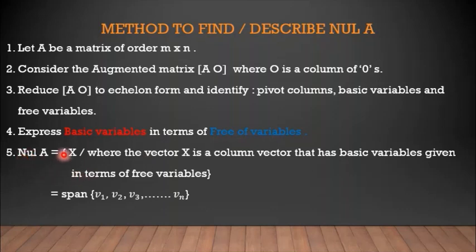Then point number 5: null A is equal to the set containing vector x, where the vector x is a column vector that has basic variables given in terms of free variables. So you can describe null A as the set of vector x. Then what will that vector x have? It will have the basic variables expressed in terms of free variables. That will give us a span of the set containing V1, V2, V3 and so on up to Vn. This is obtained by expressing basic variables in terms of free variables.